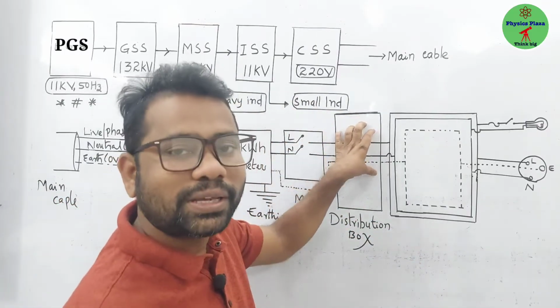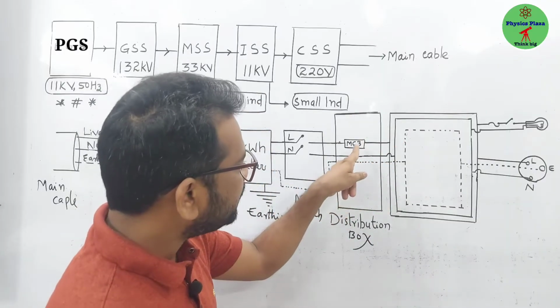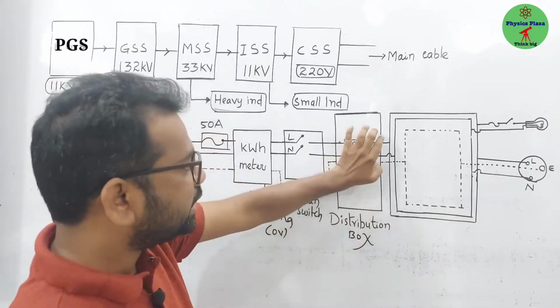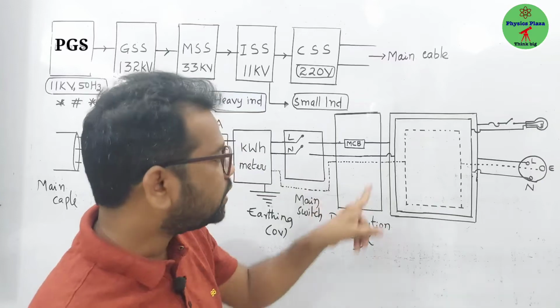From the distribution box, again I'm telling you, you may wonder, sir, only one MCB is there in your distribution box. No, it is one set. Like this, children, 1, 2, 3. See, one set means what?